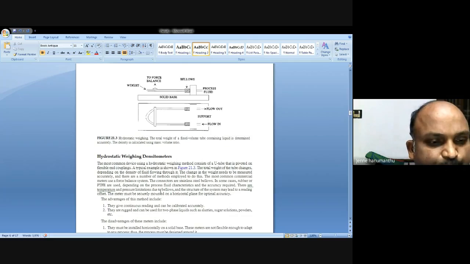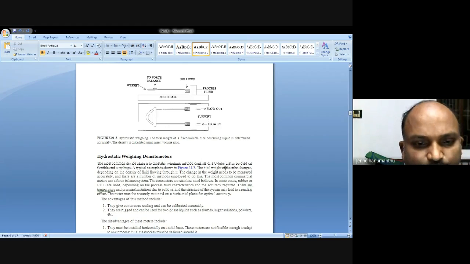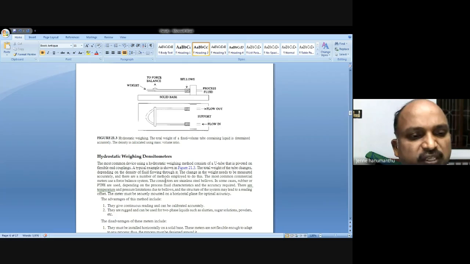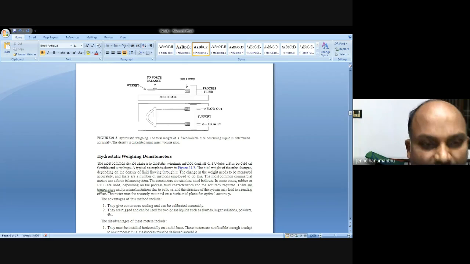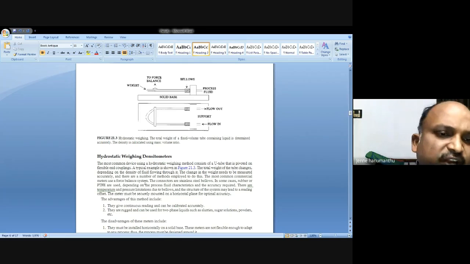In this hydrostatic weighing method, it consists of a U-tube that is pivoted on flexible end couplings. It is fixed somewhere, and the total weight of the tube changes depending on the density of the fluid flowing through it. When the fluid is flowing, the weight changes. So the change in weight needs to be measured. How is the change in weight to be measured?